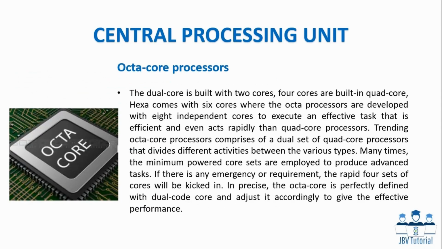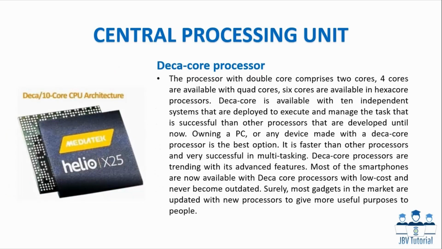Octa-Core CPU. The dual-core is built with 2 cores, 4 cores are built in quad-core. Hexa comes with 6 cores, whereas the Octa processors are developed with 8 independent cores, to execute tasks efficiently and even more rapidly than quad-core processors. Trending octa-core processors comprise a dual set of quad-core processors that divide different activities between the various types. Many times, the minimum powered core sets are employed to perform advanced tasks. If there is any emergency or requirement, the rapid 4 sets of cores will be kicked in. In precise, the octa-core is perfectly defined with dual-core sets, and adjusted accordingly to give effective performance.